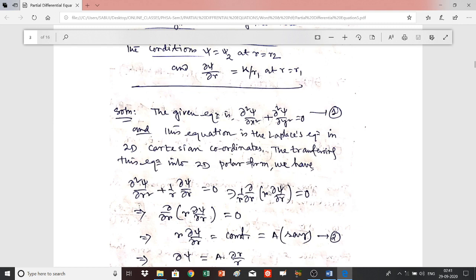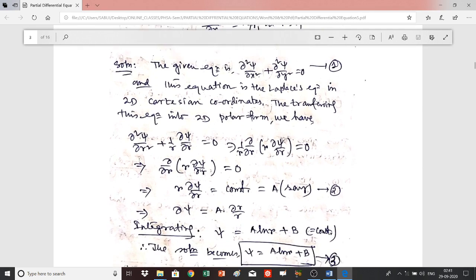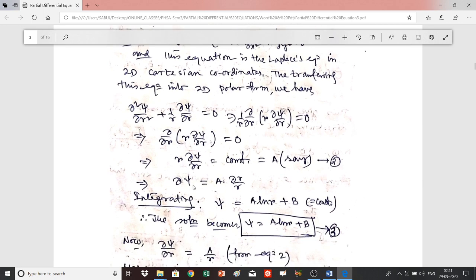Then if you differentiate the term r, that will give you 1 by r del psi. So this term can be written as this, that is equal to 0. So from here del r of r del psi by del r is equal to 0. If you integrate this expression, you obtain r del psi by del r is equal to a constant, and say this constant is a. So from here you can write del psi by del r is equal to a by r, and then del psi is equal to a by r del r.